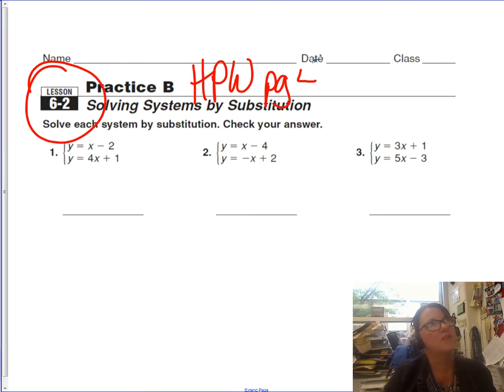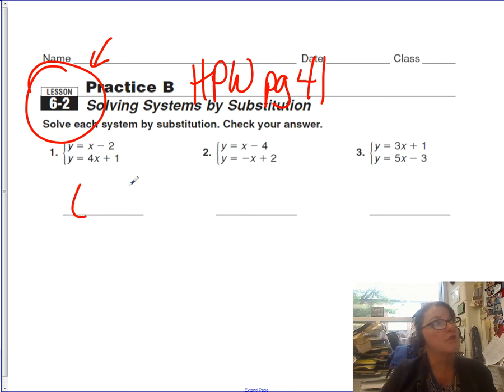Sorry for the interruption. I believe that this is your homework and practice workbook. I think it's page 41. So look for this page. Like I said, if you need more work, because your workbook doesn't always give you that, get an extra piece of paper. Show your work, show your work, show your work.